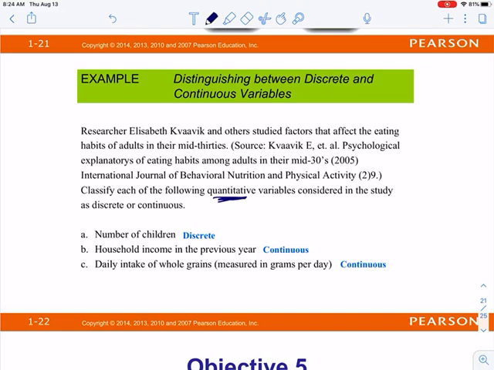And for part C, your daily intake of whole grains, again measured in grams per day, is going to be continuous. Not that you're going to eat an infinite number of grams, but it can take on any value between 0 and let's say your intake was going to be 50 grams. So it could be 0, it could be 1, it could be 1.2, it could be 10, it could be 10.69458. So if it could be any number in between, it's continuous.